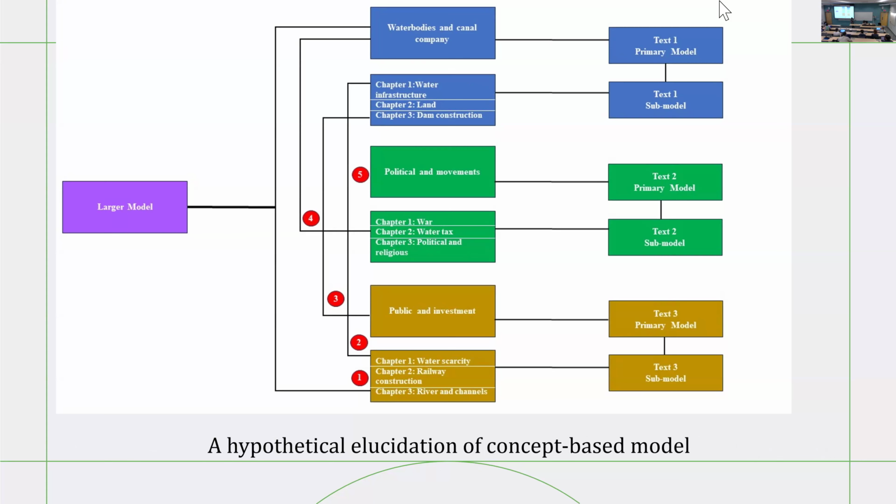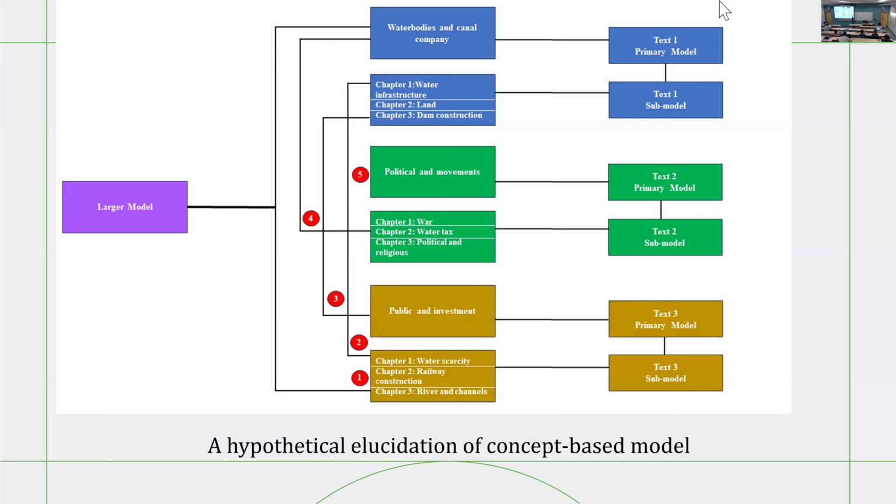For example, the primary model is that the text is about water bodies and the canal company. The canal company was something like, during the British period, they started a department of canal company because they wanted to control land and revenue. So they also wanted to look at the river water bodies. There is a particular document that focuses on water bodies and the canal company. But if you go and read, there is much more information: water infrastructure, land, dam construction. I call them sub-models.